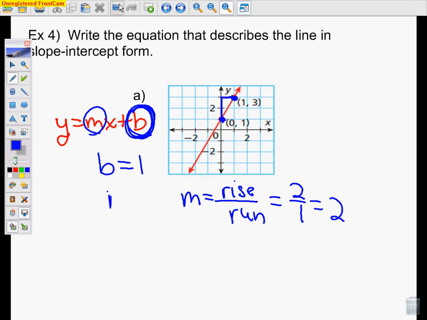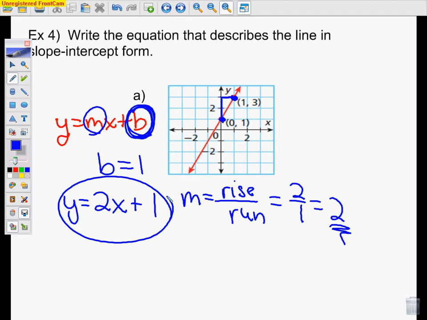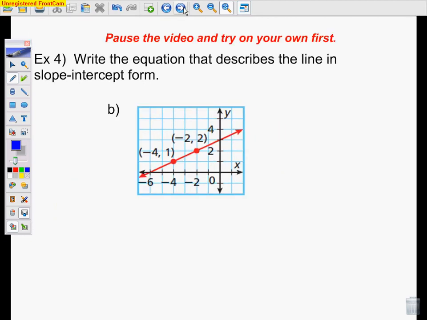So since our slope is 2, our equation is y equals m. We said m was 2. Don't forget your x. Plus b. We said b was 1. So this is our equation in slope-intercept form. All right, try this one on your own.